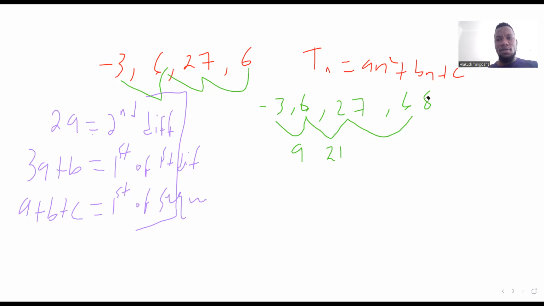Okay, so excuse me for that. This is 60. Then 60 minus 27 is 33, right? Let's make things consistent. And then if you subtract, 33 minus 21 is going to be 12. This is 12, right?